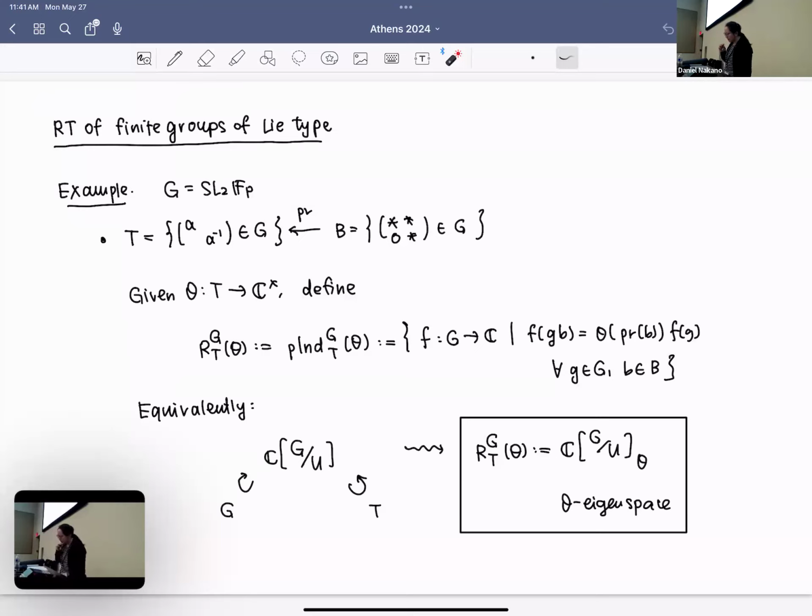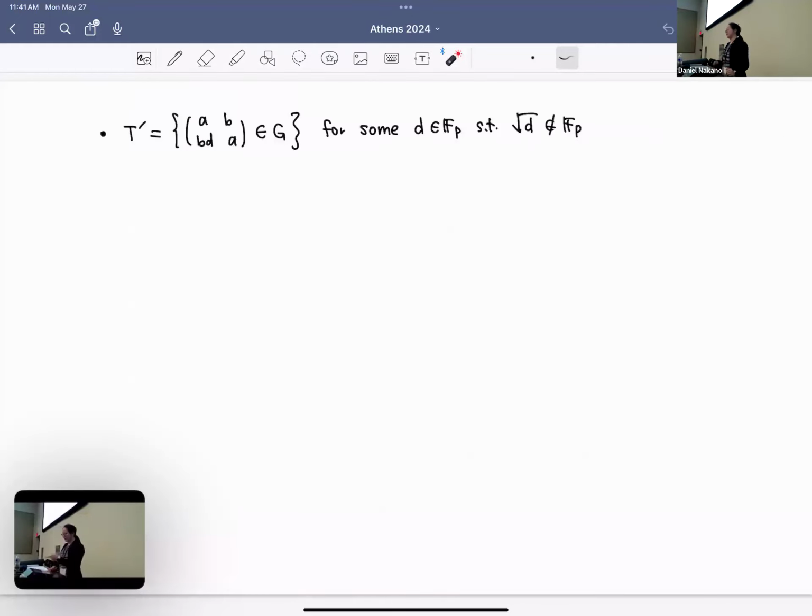Okay, so something funny that happens for SL2 FP that we haven't really seen in previous talks is that because FP is not algebraically closed, there are two tori inside SL2 FP. There's this one, and there's a funny one that doesn't look like a torus. And so here's the one that doesn't look like a torus. It's called T prime. So it doesn't look diagonal, for example. But if you go to FP squared, this will become diagonal.